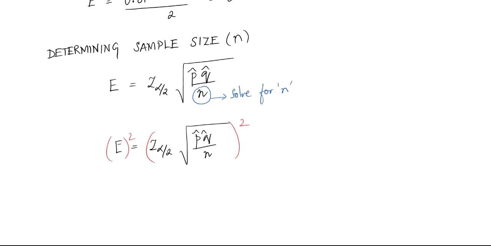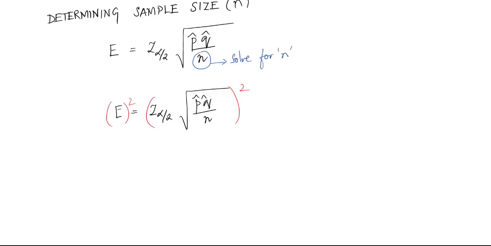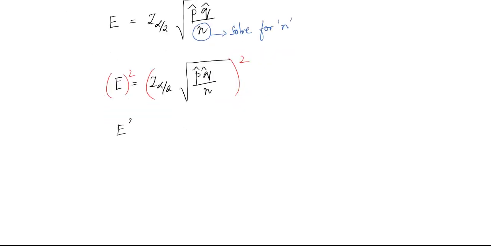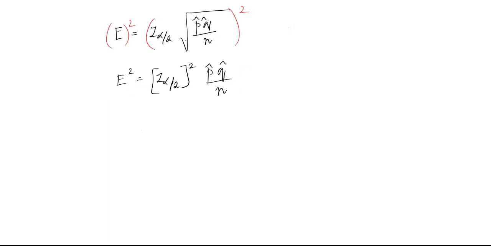So mathematically, this is what we do to solve for n. You have E squared equals Z alpha over 2, that is also squared. The square root and the square cancel, so it comes out as P hat Q hat over n. They're all positive quantities, so you don't have to put the absolute value, which you would do in a math problem. Your probability cannot be negative. The number of sample values, your n, cannot be negative. So we're fine.